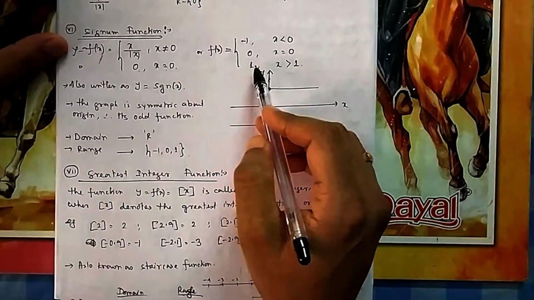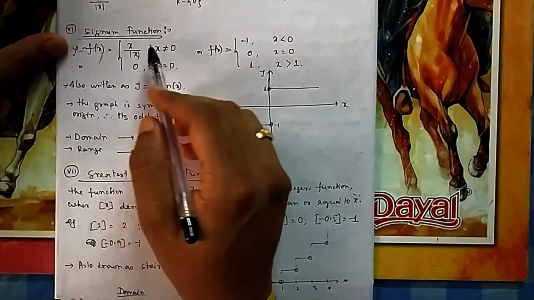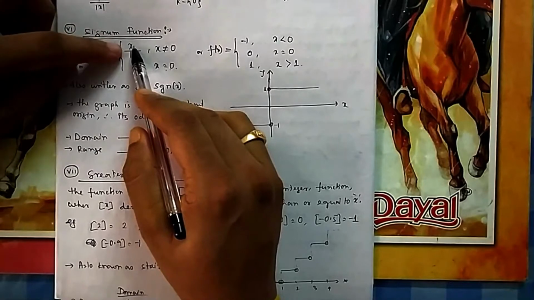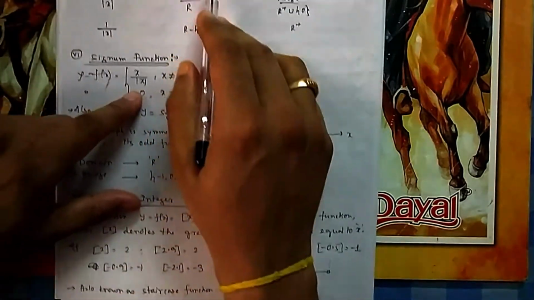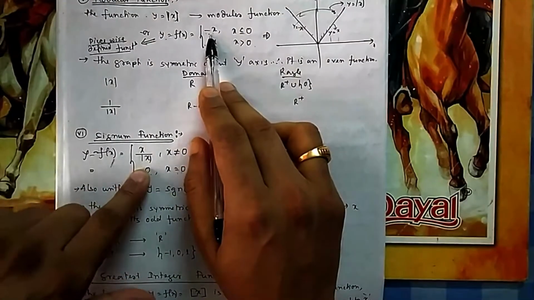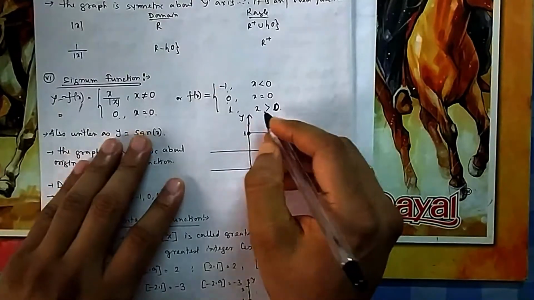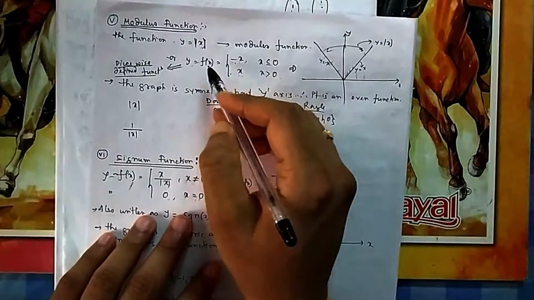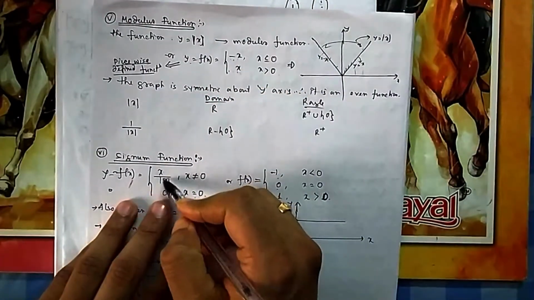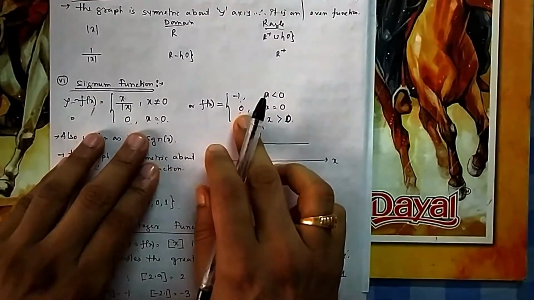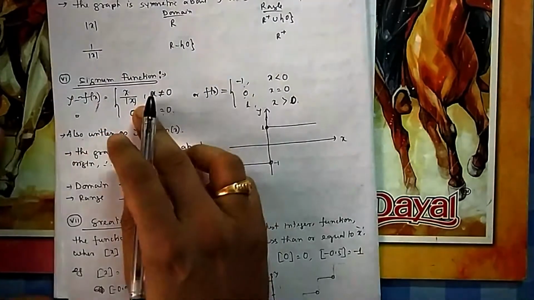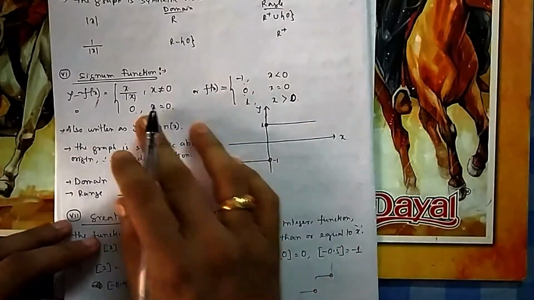Or you can write it in this way also. If it is negative, then instead of mod x what will we write? Minus x. For negative we write minus x, so x by minus x will be minus 1, and at 0 it is given 0. If it is greater than 0, then there is no need of mod, you can directly simply write x, so x by x is 1. So you can define it in this way also. Either this way or this way, both mean the same, so you have to remember both ways.